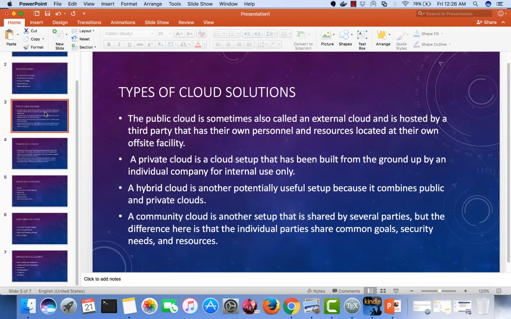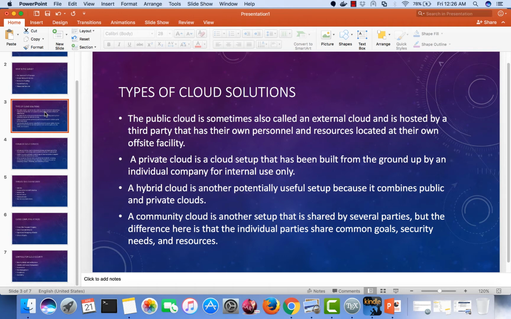So the first point to consider when we're talking about the cloud is what form the cloud is going to take. Is it going to be public? Is it going to be private? Is it going to be a hybrid, or is it going to be a community, as far as the solution for your company?